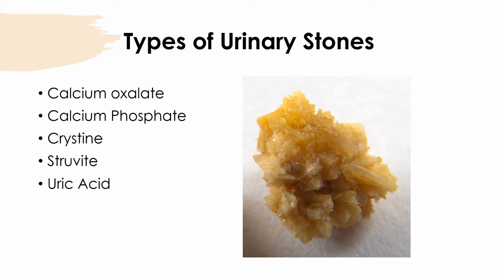Calcium phosphate, we have more alkaline urine actually, so we see hypercalcemia, hypercalciuria. We want to increase hydration with calcium phosphate. We want to reduce sodium, animal proteins, and increase calcium intake.